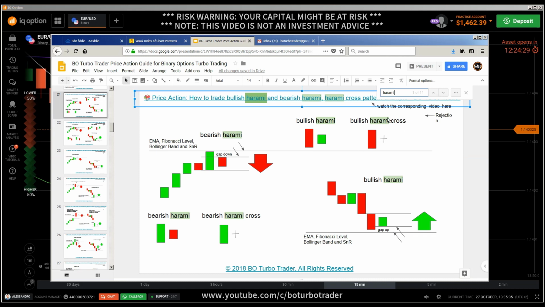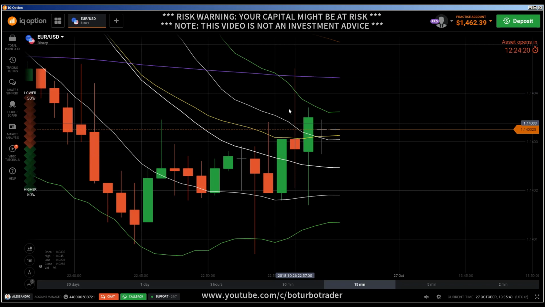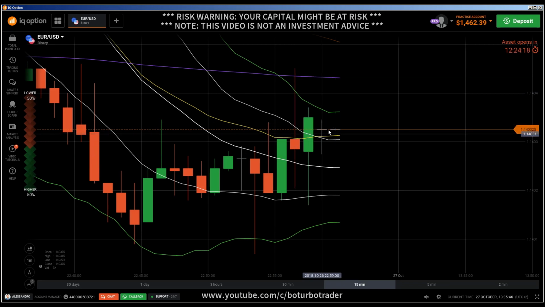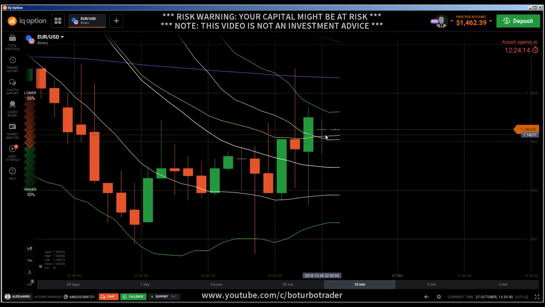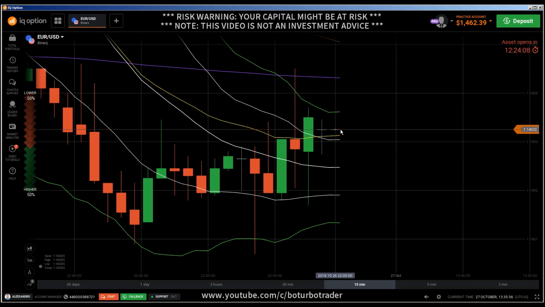You see here that what we have here, this is a bullish Harami cross, and we have here the bearish Harami cross, and that means that after this candle, you can expect that the next candle will go down. It's a really powerful signal, and that will be most probably the next candle on Monday morning.